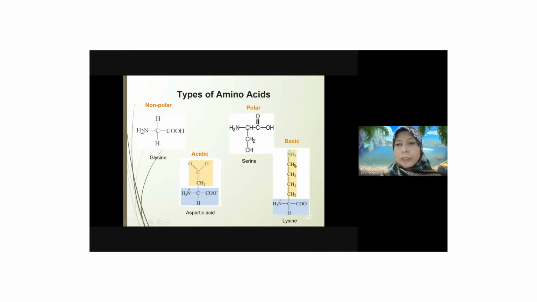The third one, the R group or side chain, consists of ammonium, NH3 plus here. So ammonium is basic, contributes to the basic characteristics of the amino acid. And another class, the R group or side chain, consists of carboxyl, COO-, which contributes to the acidic properties of amino acids. So there are 4 classes or 4 types of amino acids.